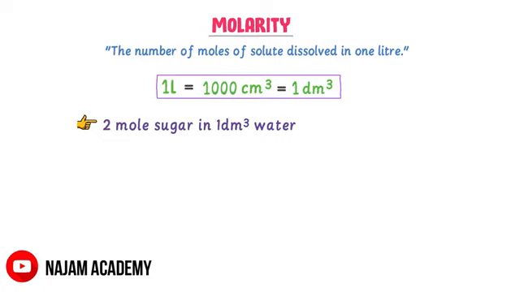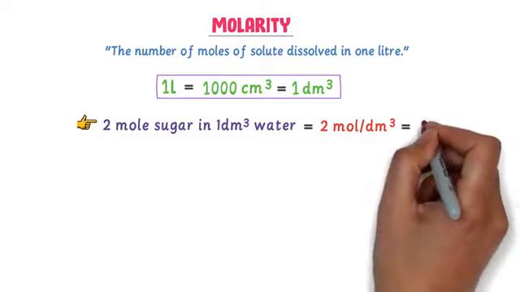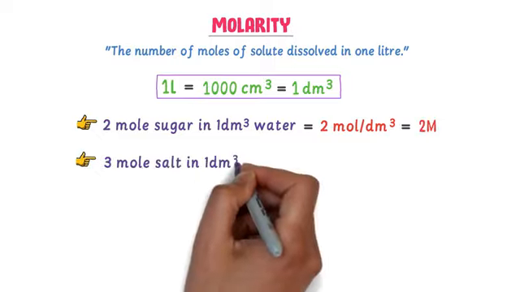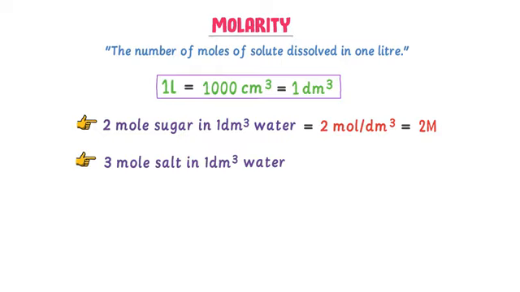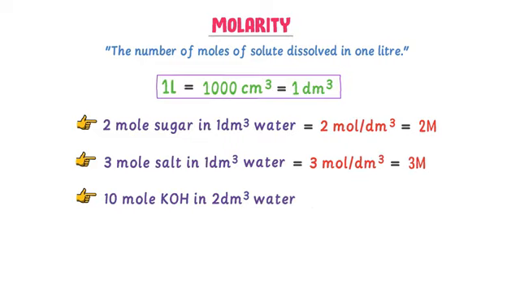Here, the concentration of sugar is 2 mole per dm cube, or we just write 2M. Secondly, consider 3 moles of salt in 1 dm cube of water. Here, the concentration is 3 mole per dm cube, or we just write 3M. Thirdly, consider 10 moles of potassium hydroxide in 2 dm cube of water.